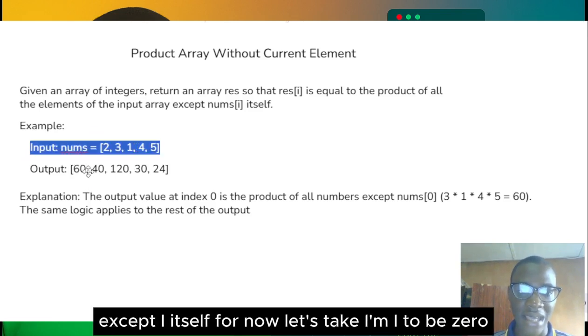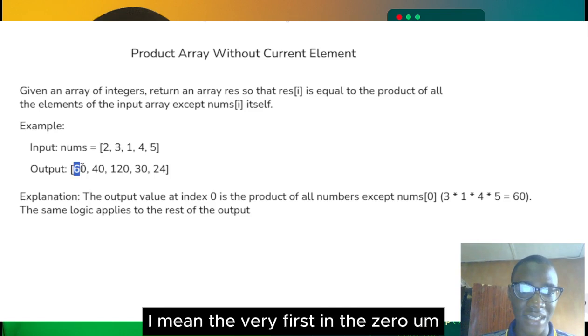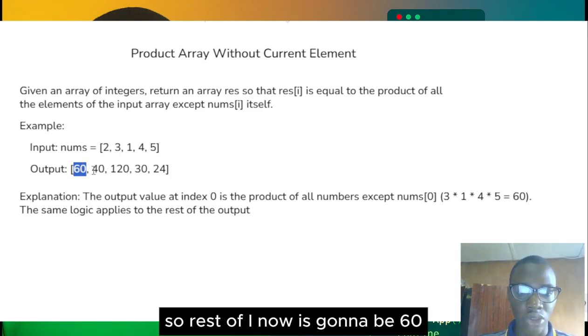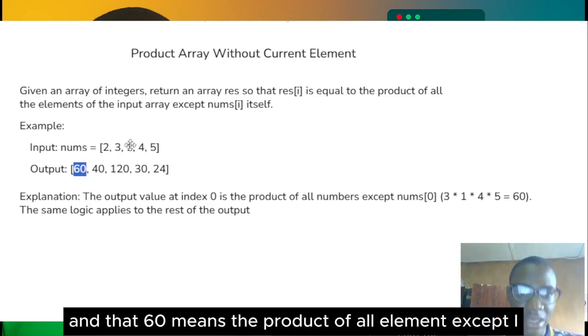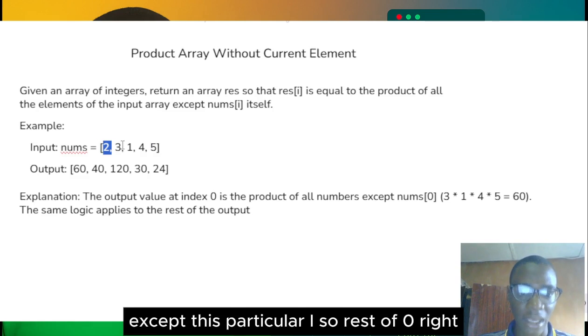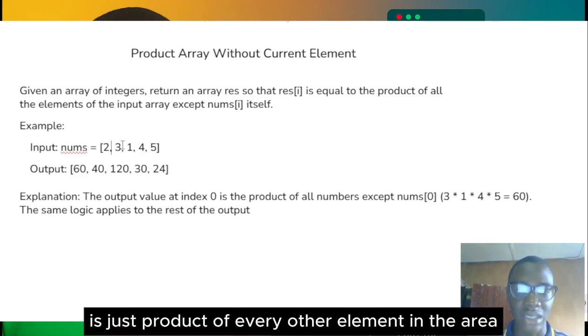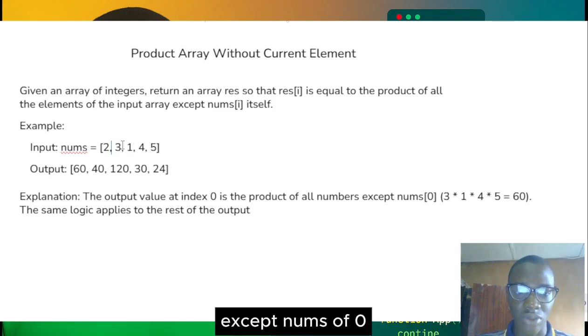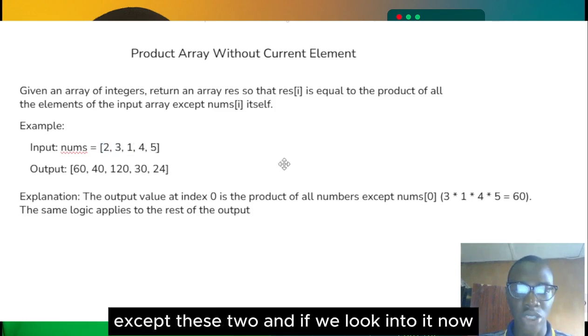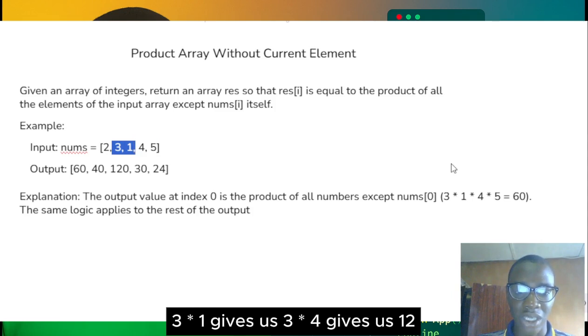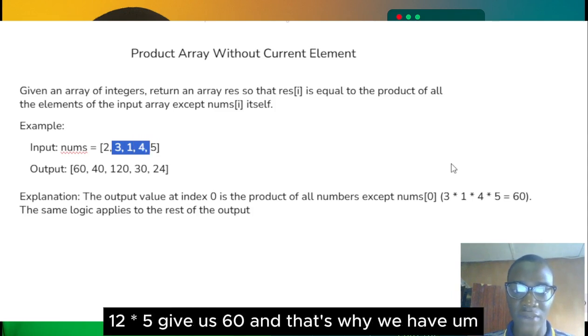For now, let's take I to be 0, I mean the very first index. So res of 0 is going to be 60, and that 60 means the product of all elements except this particular one, nums of 0, except these two. If we look into it, 3 times 1 gives us 3, times 4 gives us 12, 12 times 5 gives us 60, and that's why we have 60 right here.